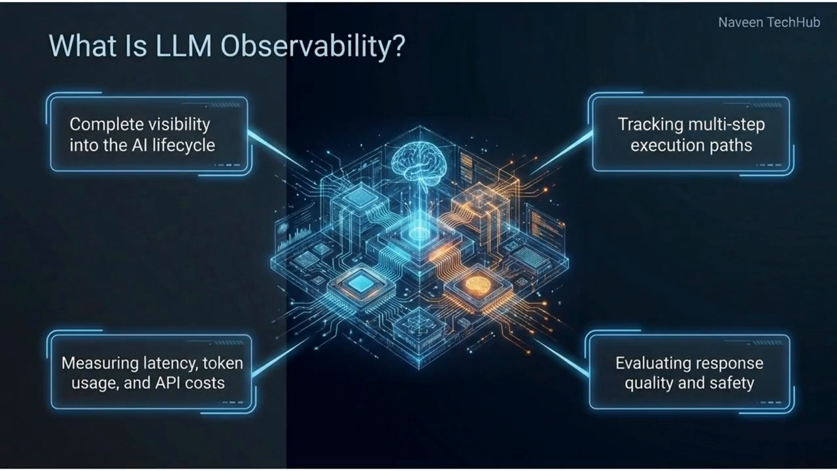So what exactly is LLM observability? Think of it as complete visibility into the life cycle of an AI request. We want to know what happened from the moment the user submitted a request until the final answer was generated. That includes tracking multi-step execution paths, measuring latency, token usage, and API cost, and evaluating the quality and safety of the generated response. For an agentic application, one request may involve retrieval, multiple LLM calls, tools, and decision loops. Observability connects these individual activities into one understandable execution story.